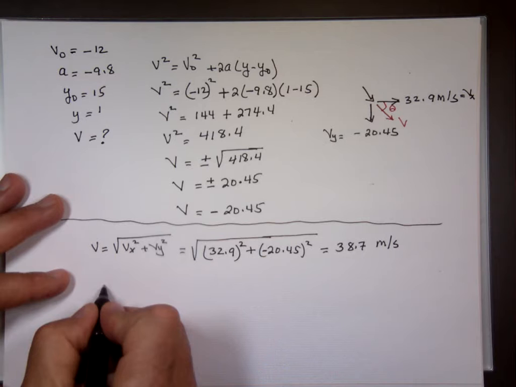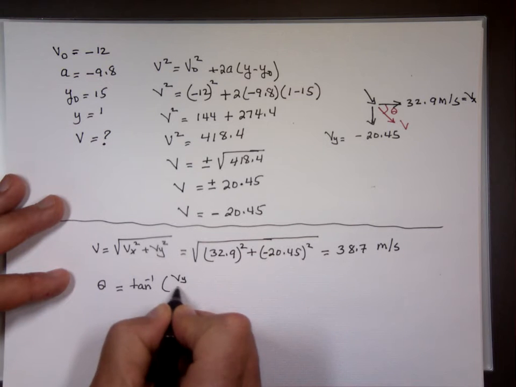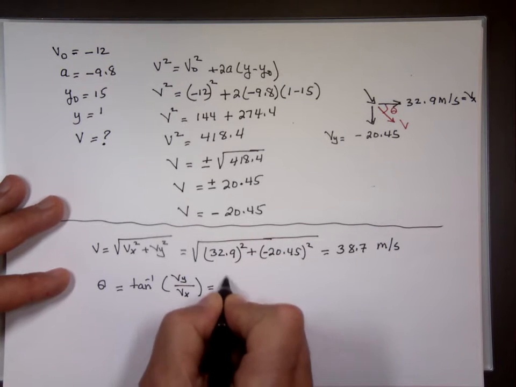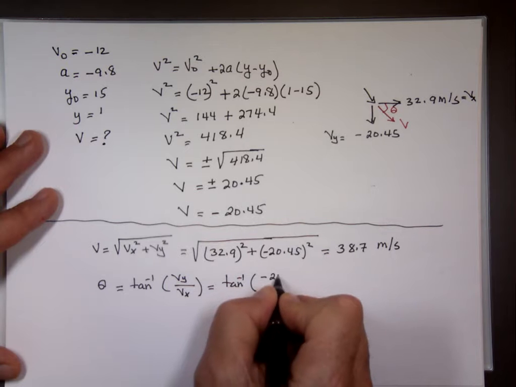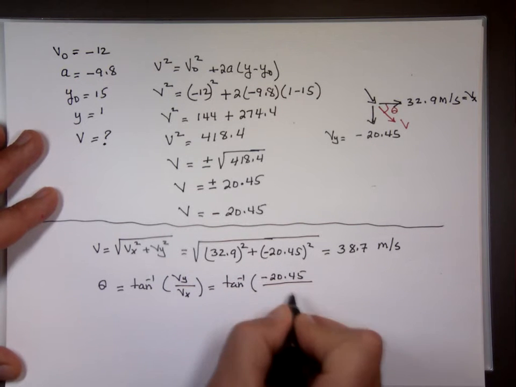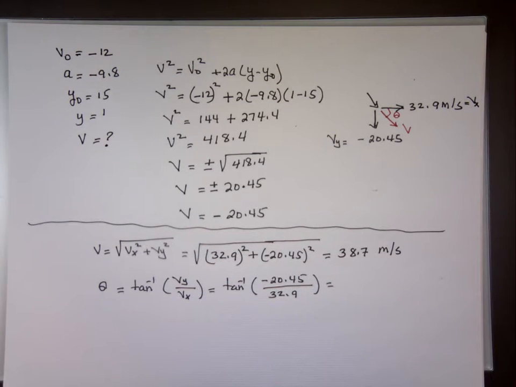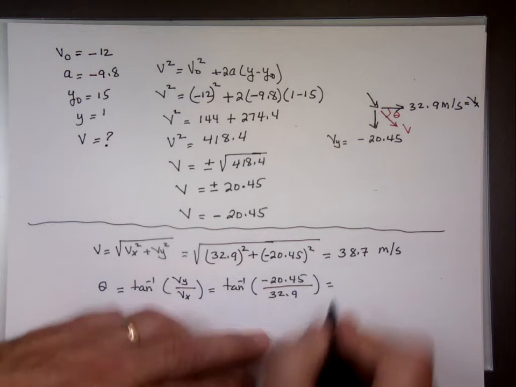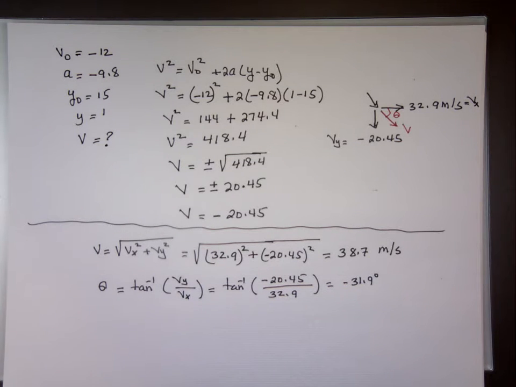And the direction, or the magnitude of it, the direction is the inverse tangent of the y value over the x value. What is your y here? Negative 20.45. What's your x? 32.9. Notice I'm in the fourth quadrant. There is no addition of 180. Negative 31.9 degrees. So that's the velocity, actually, v and theta.